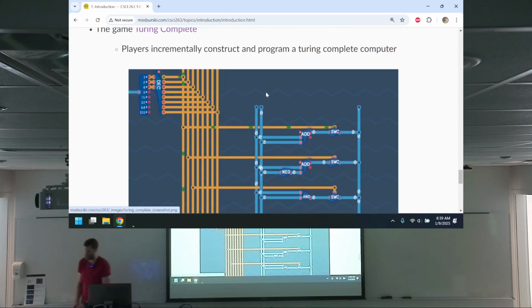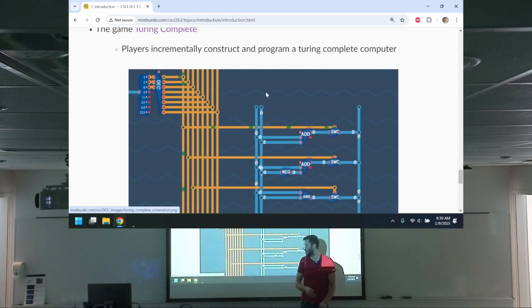And you do incrementally work towards building a Turing-complete computer. In fact, you actually make different Turing-complete computers. You make one, and then you make a more advanced one with a little bit more bells and whistles on it. Technically, it's not more powerful than the other one. Of course.